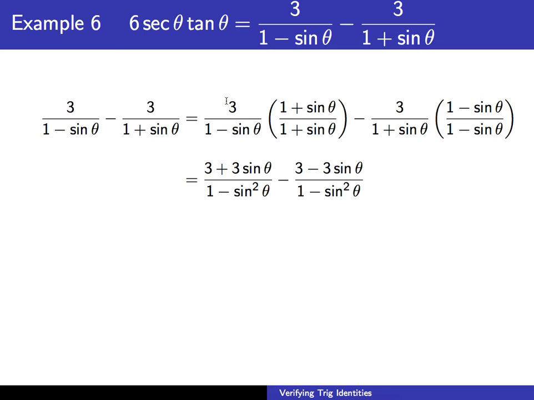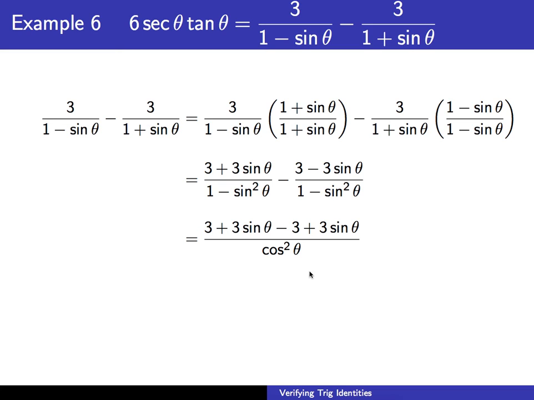So when we do that, we get 3 plus 3 sine theta over 1 minus sine squared theta, and then minus 3 minus 3 sine theta, so distributing this 3 to both terms, over 1 minus sine squared theta. So now we have a common denominator. We can combine, so we have 3 plus 3 sine theta. Don't forget this minus here means we're subtracting not only this 3, so minus 3, but also we are subtracting a negative 3 sine theta. So what we actually have after this first numerator is minus 3 and plus 3 sine theta.